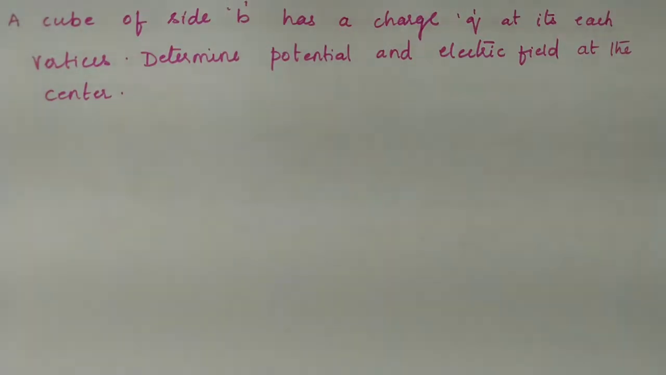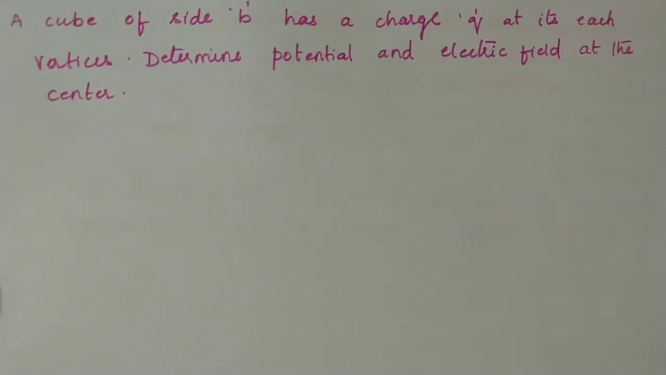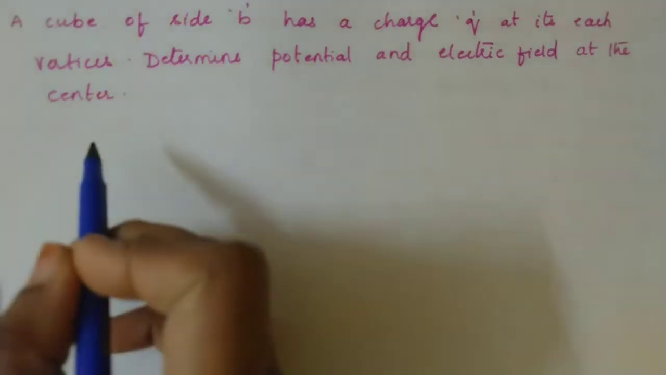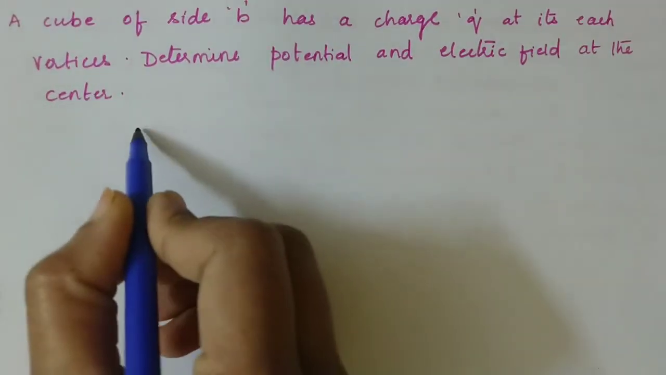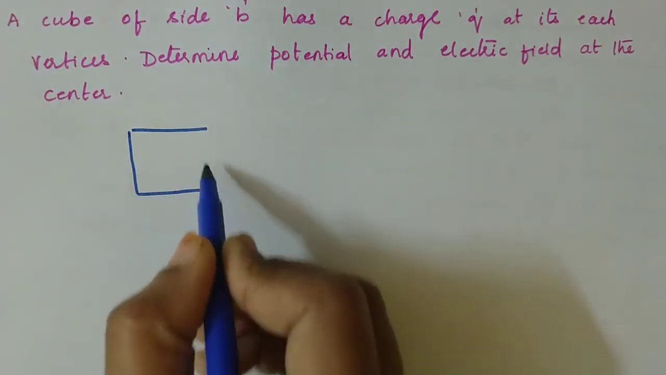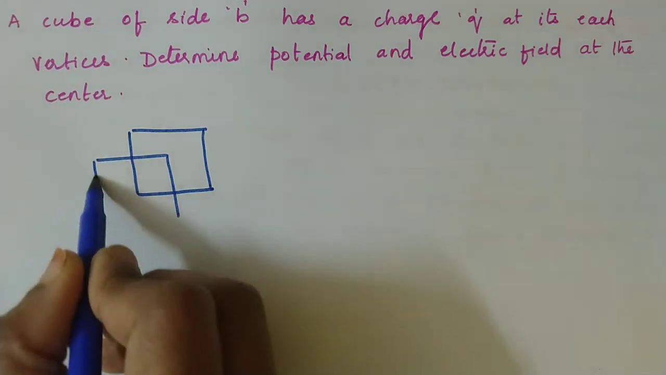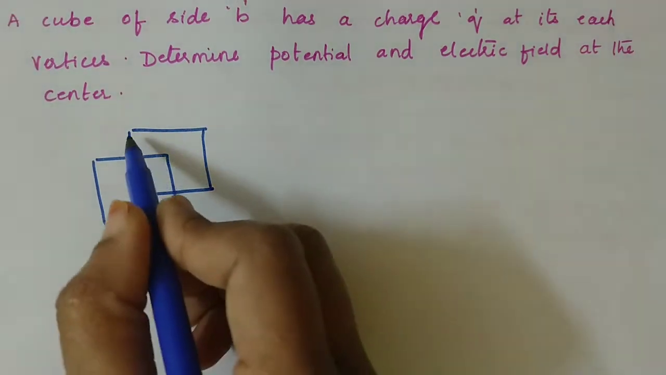In this question, it is given that a cube of side b has a charge q at each of its vertices, and you need to determine the electrostatic potential as well as the field at the center. And we know if it is a cube, we have 8 vertices. At each vertex we have a charge q. All the charges are positive.